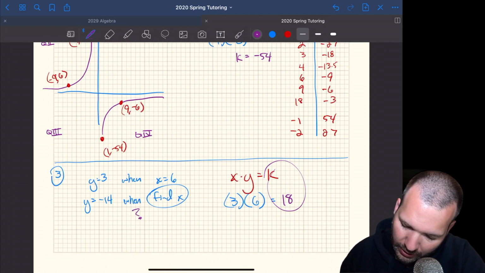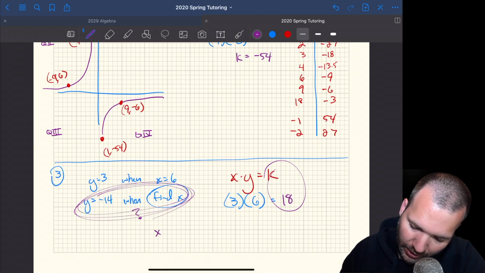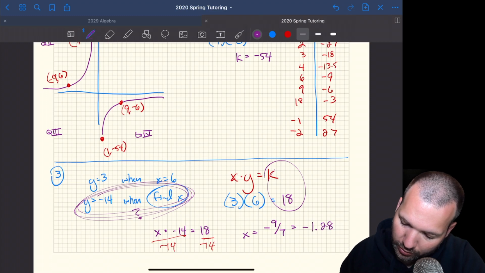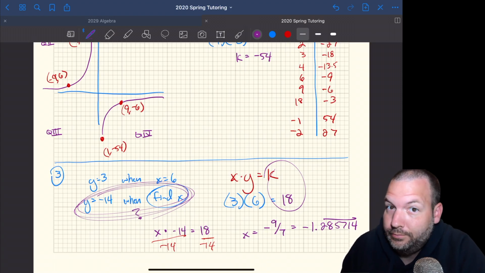And so then I could take that same equation and I could say now specifically, that means that x times -14 also needs to equal 18. Divide by -14, divide by -14, x equals -9/7, also known as -1.285714 repeating. Why do I know that? I'll never tell.